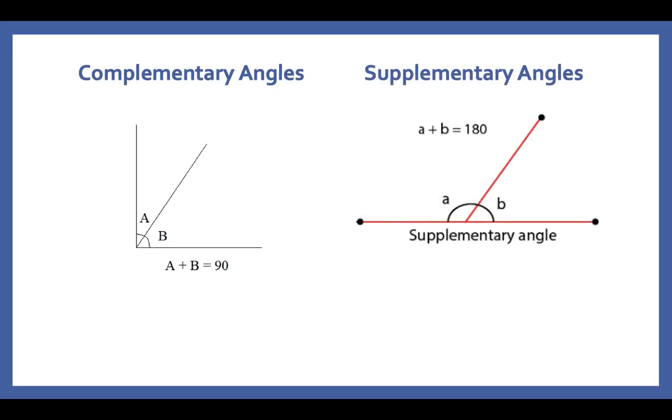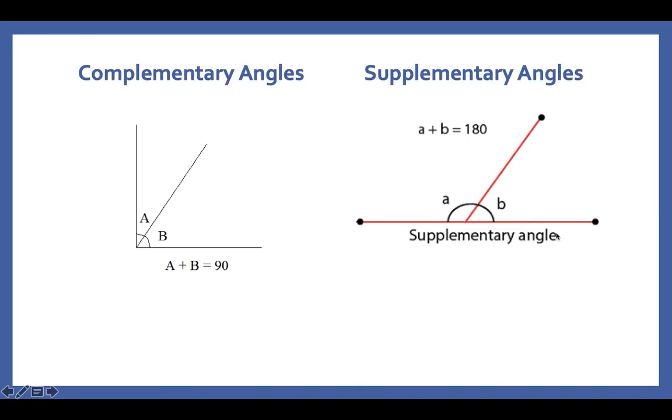Now the other type is a supplementary angle, and a supplementary angle is cool because it's really just a straight line broken into two angles. If you notice, we have this line right here, and any straight line is 180 degrees. So you can see that it's been broken up into angle A and angle B.